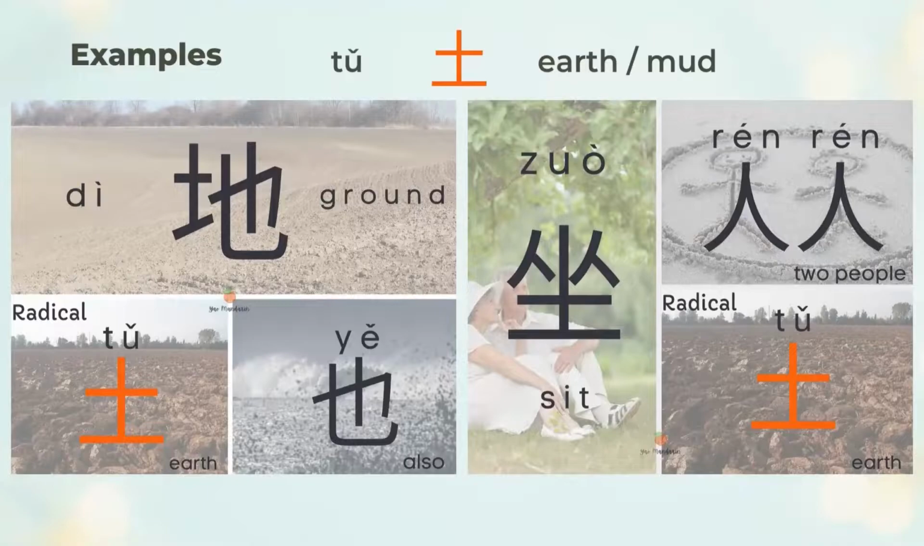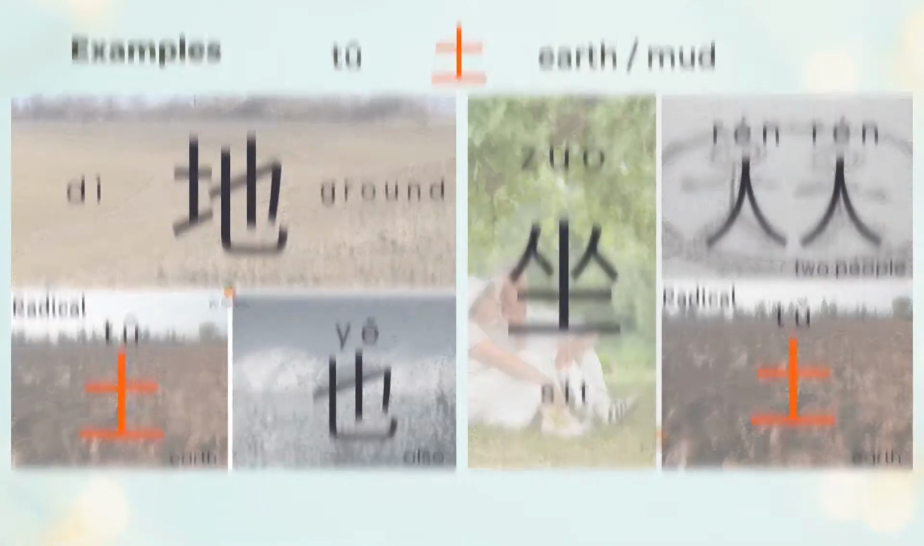土 mainly shows on the left or bottom part of the characters. 地 means ground, and ground relates to mud. 地 is the left 土, earth, and the right 也 also. 坐 is to sit, and 人 means a person. Two people on the 土, earth, are to 坐, sit.